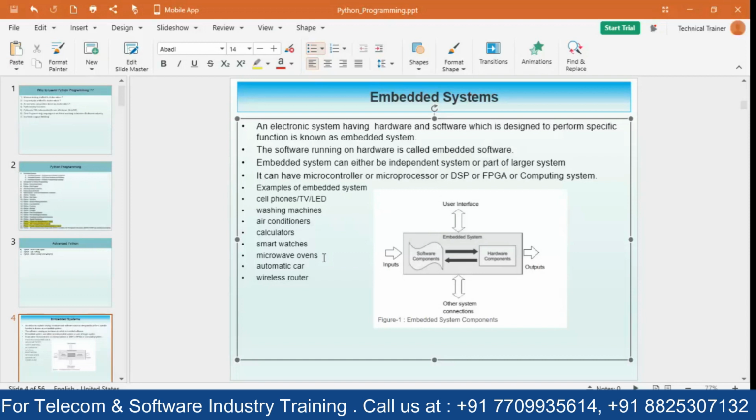Sir, basically any device which has a microcontroller or any modem system is based on an embedded system. Yes, anything which is hardware, as I told you, plus software, and which will do a specific task.